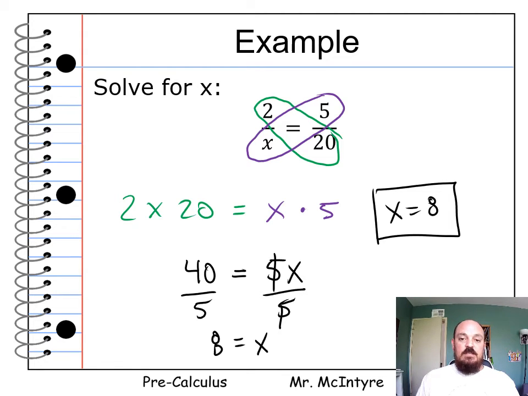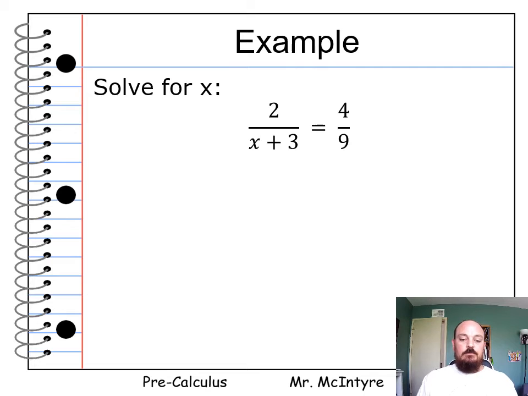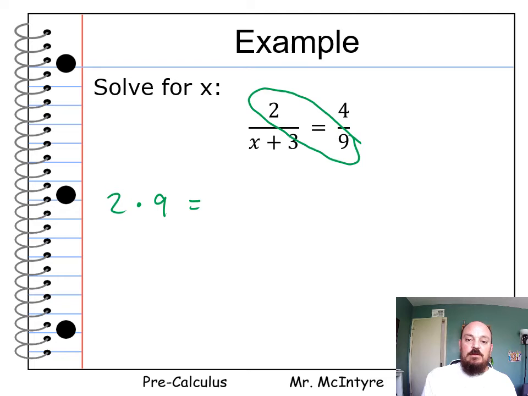So let's try one more example. A little bit more complicated this time. Instead of just x, we have x plus 3. But that doesn't matter. We're going to solve it the same way. We're going to solve it by cross-multiplying. So I'm going to pick one of my diagonals, and I'm going to multiply them. 2 times 9 equals, and then I'm going to pick my other diagonal, and I'm going to multiply it. Now this is going to have to be distributive property, because what it really is is 4 times x plus 3.